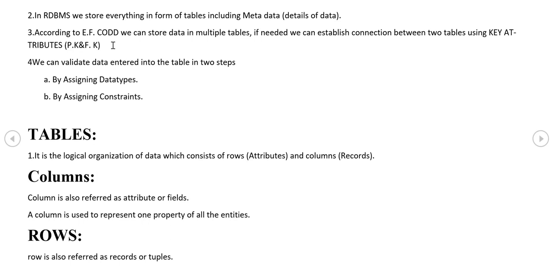When coming to joins, we can enter into the practicals, how we are going to join two tables. We can validate data entered into a table in two steps, by assigning data types and by assigning constraints. Clear?